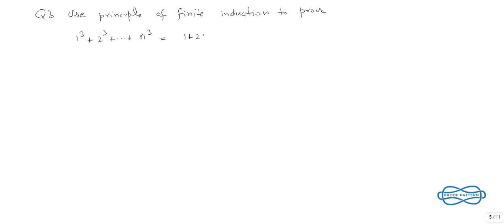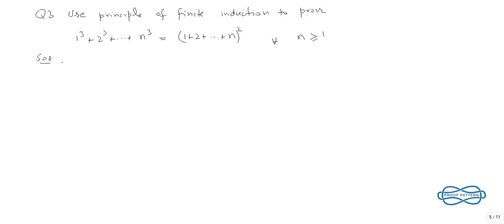Next question is question 3, and the statement is: use the principle of finite induction to prove that 1 cube plus 2 cube plus so on plus n cube is equal to (1 plus 2 plus so on plus n) whole square, for all n greater or equal to 1.